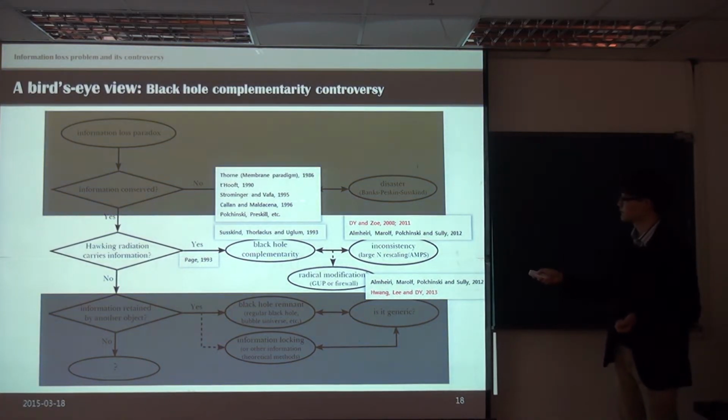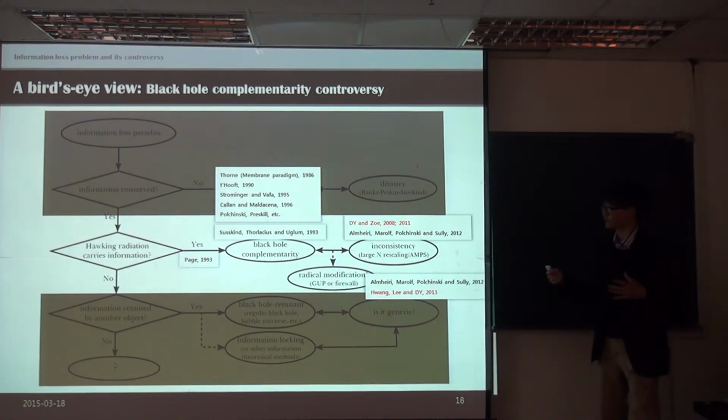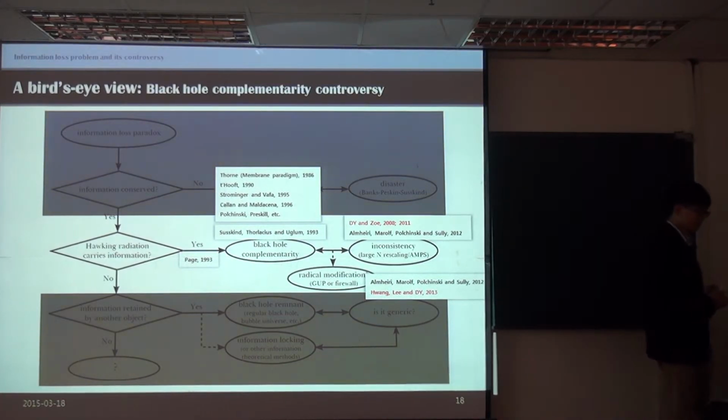And in the famous Strominger-Vafa paper, they introduced the D-brane picture. According to Callan and Maldacena, in this paper, they said that the D-brane picture is very similar to the membrane paradigm, as well as the black hole complementarity. And lots of people constructed this idea: Polchinski, Preskill, lots of people did it.